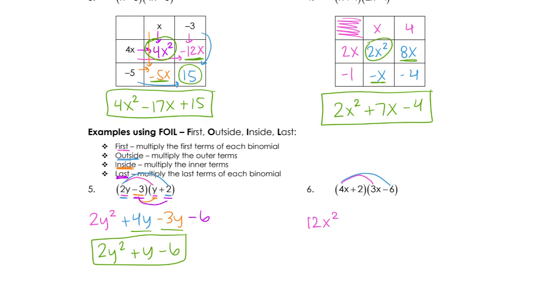So 4x times negative 6 would give me minus 24x. And then we have inside, would be 2 times 3x. So plus 6x, and then last we have 2 times negative 6, which would be minus 12. Again, combine like terms, so my negative 24x and 6x are my two like terms. I'm going to bring down 12x squared. When I combine those two terms together, I get minus 18x and then minus 12.